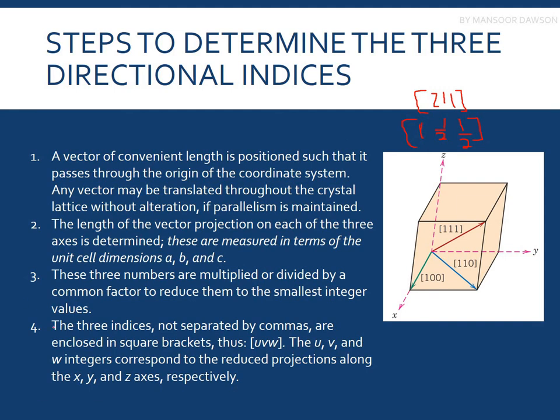Okay. So next we have that the three indices are not separated by commas. Usually, if you write these indices as an ordered pair, you have to separate them with a comma, but in crystallographic direction indices, we don't separate by comma. We just use these square brackets, and UVW is the value of the x, y, and the z axis respectively.